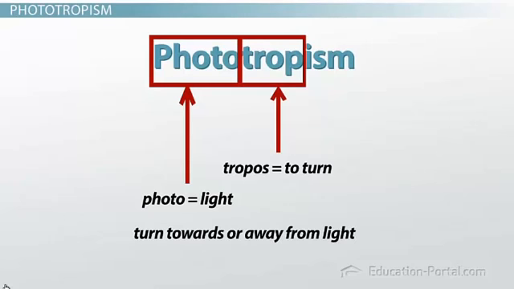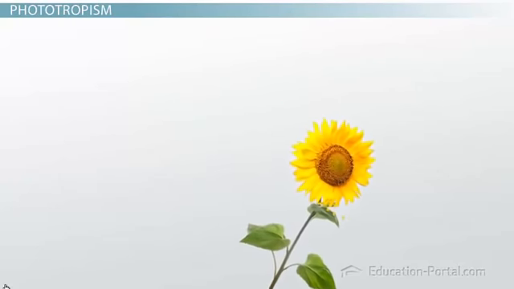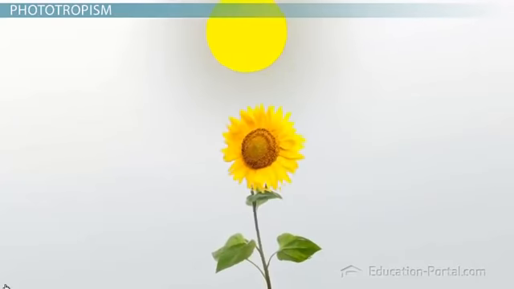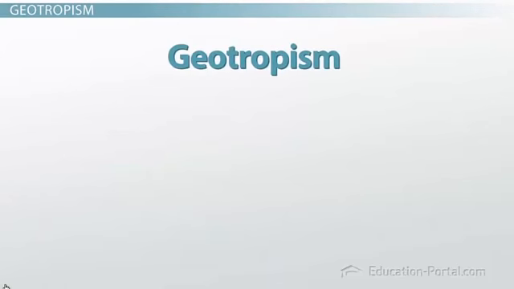While most phototropism involves plants just growing towards the sun, some plants actually follow the sun throughout the day. For example, sunflowers will orient their flowers to the sun. In the morning, they point east towards the rising sun. They then gradually follow the sun throughout the day, eventually pointing west towards the setting sun. Let's now look at geotropism.